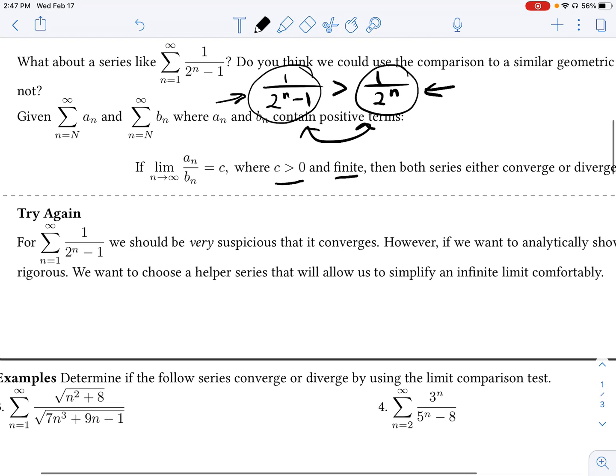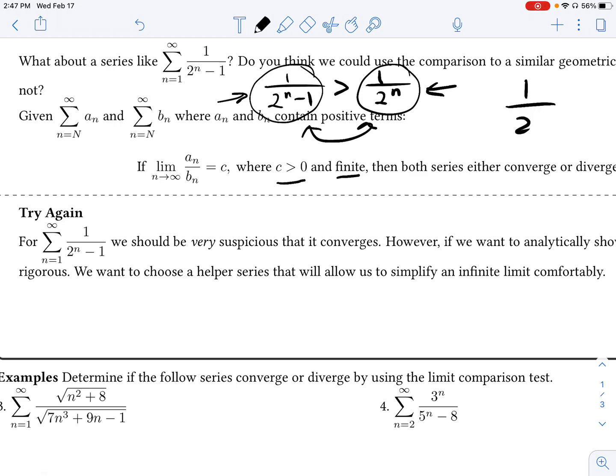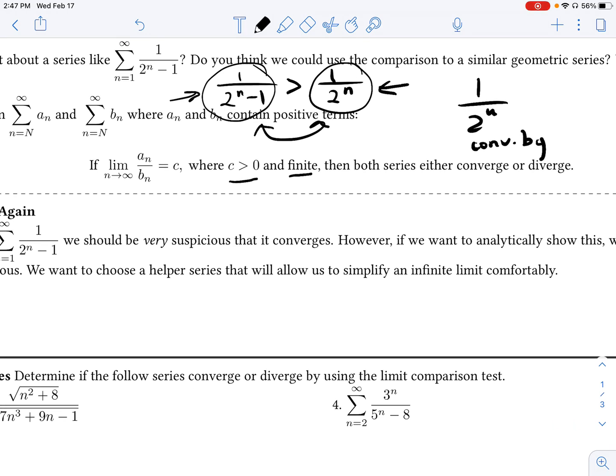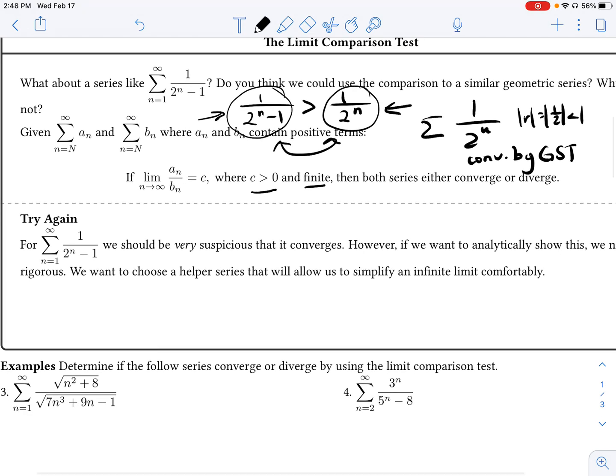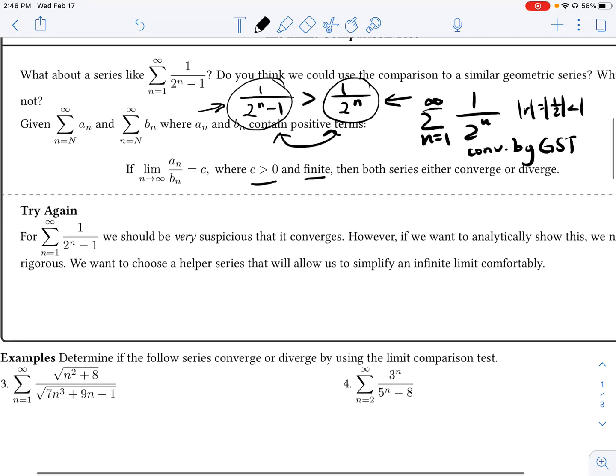I'm going to assume that you already know that 1 over 2 to the n converges by GST and that you've already written that justification. I'm not going to do it all now, although I might as well. We already just did it in the previous problem. I'm going to leave that there. All right, so you know that this series here converges by GST. Our helper series converges by GST.